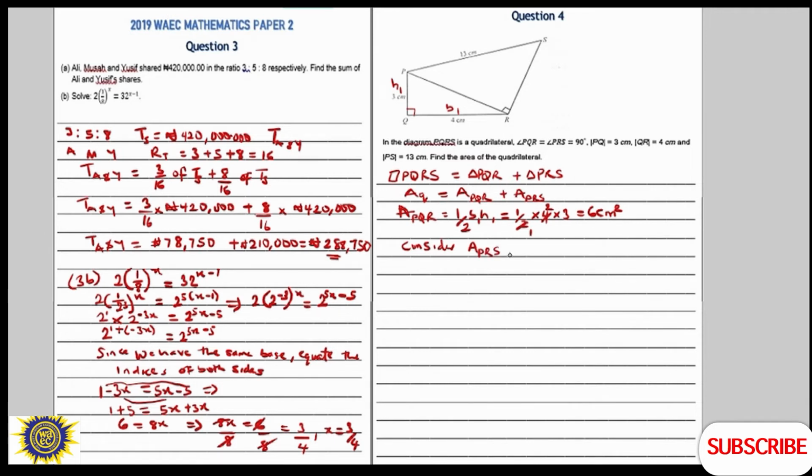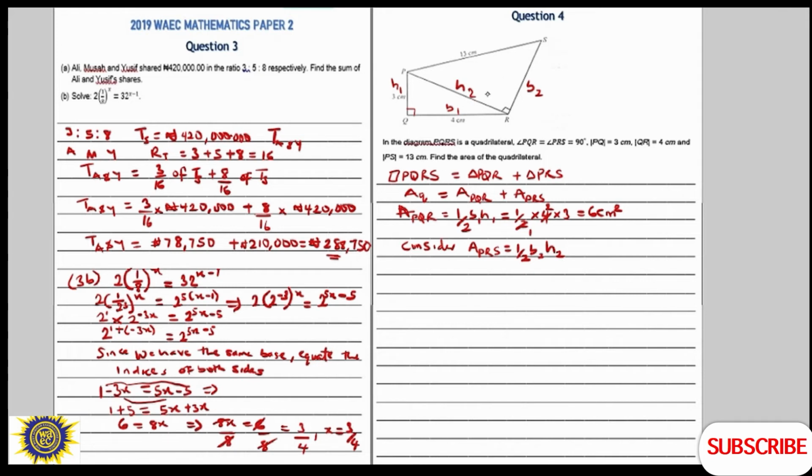PRS now. So to calculate the area of triangle PRS, it will be half. It's also a right angle triangle, but this time around our base will be what? Our height will be this one, H2, and this our B2. It's going to be half B2 H2.